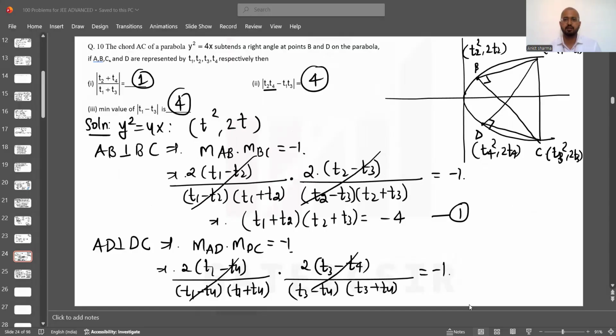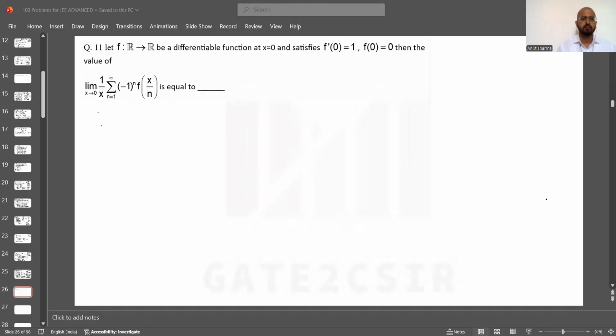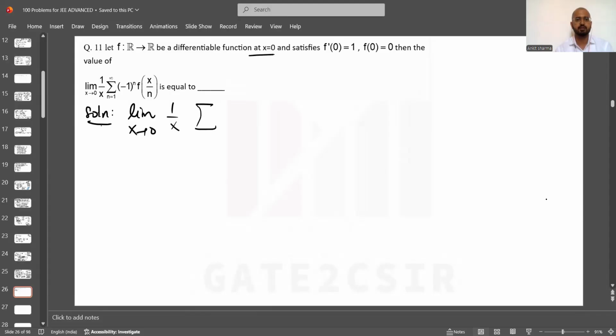Coming to the next question. So here is the new one. We have a function differentiable at x equal to 0, and we have to find the value of this limit. This is the limit as x tends to 0 of 1 over x, sigma n is equal to 1 to infinity, minus 1 power n into f of x by n.